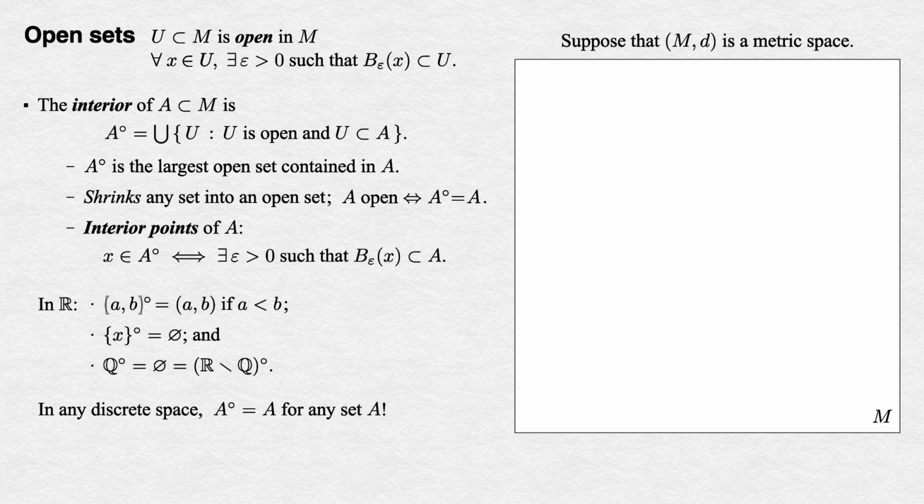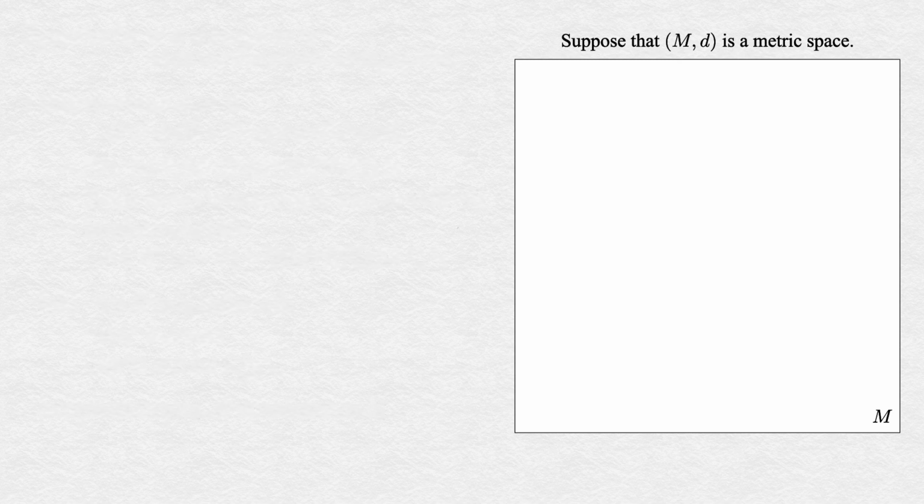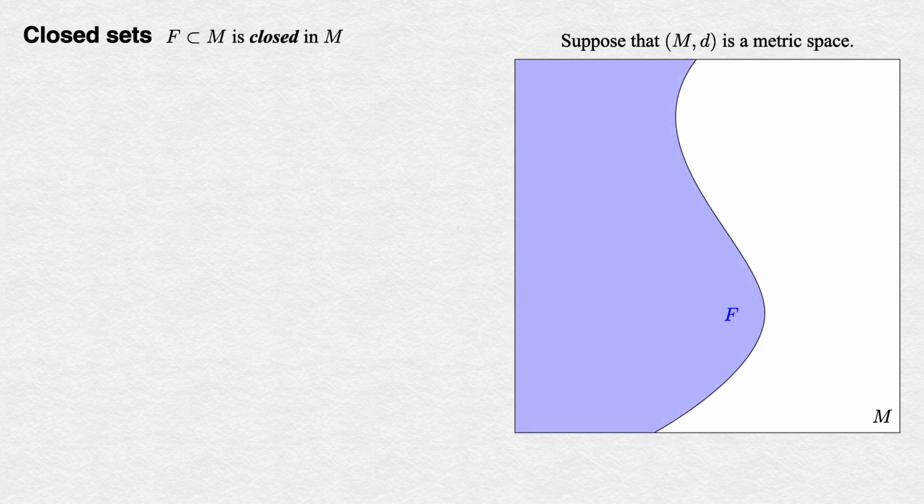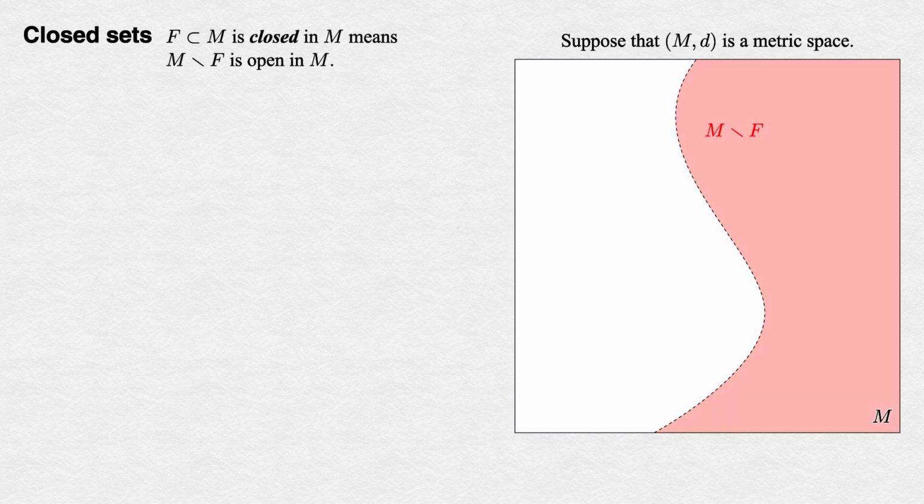Before we go any further though, now that we've defined what it means for a set to be open, we should also define what it means for a set to be closed. Our definition for closed sets builds directly off our definition for open sets. A subset F is closed in M means that its complement M minus F is open in M. It should be even more clear that this definition depends on the set M to form that complement. But as with open, we'll omit the "in M" whenever the metric space is clear from context.